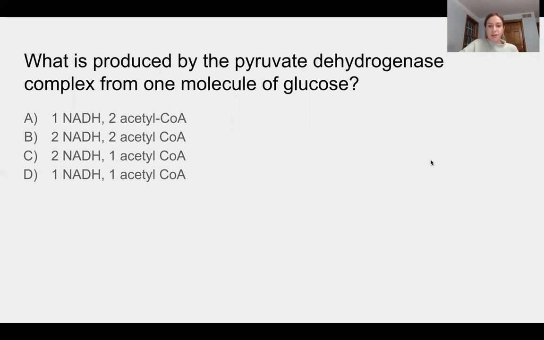Alrighty, assuming you've answered the question now, I'll show our answer, which is 2 NADH and 2 molecules of acetyl coenzyme A. So D is kind of a trap answer. That would be just if we had one molecule of pyruvate going in, then we would only have 1 NADH and 1 acetyl coenzyme A.